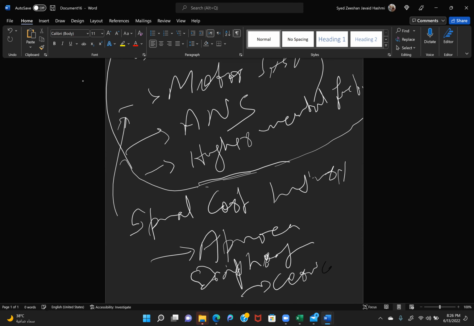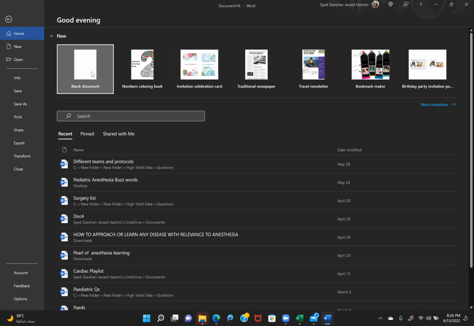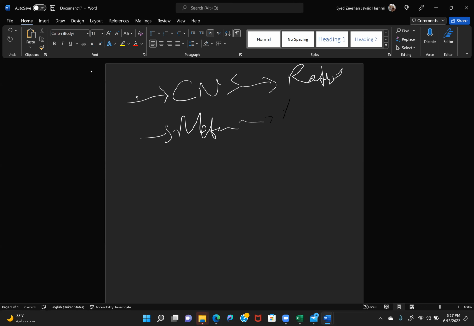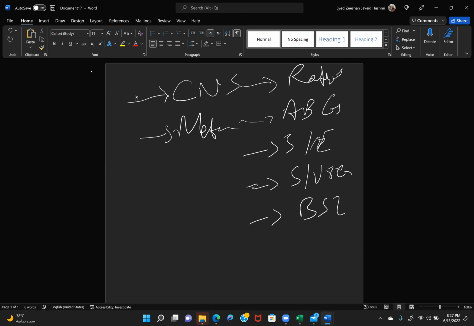So these are the things which you can consider, and you will be going one by one. If you want to evaluate a similar patient, you will be ruling out any CNS cause with the help of some radiological studies. Metabolic, you can do some ABGs, electrolytes, RBS, urea, creatinine, ammonia, and blood sugar level.